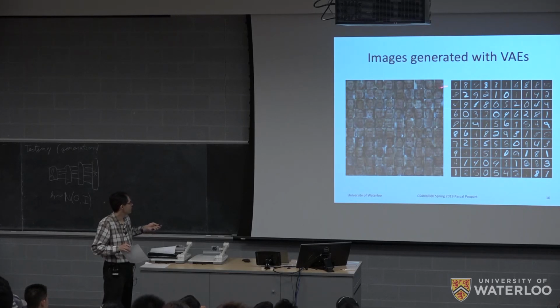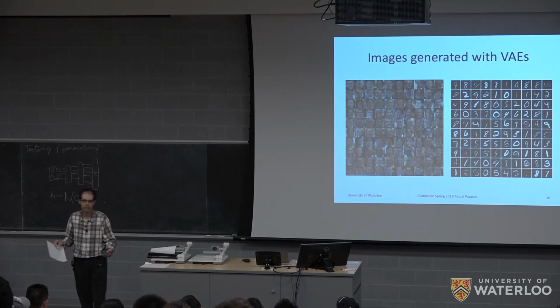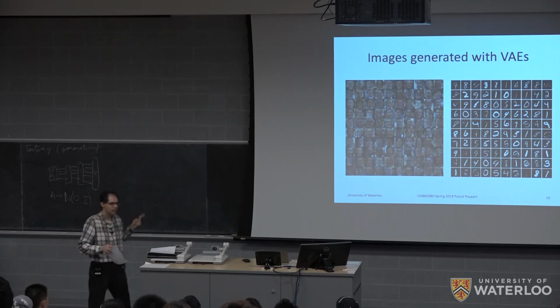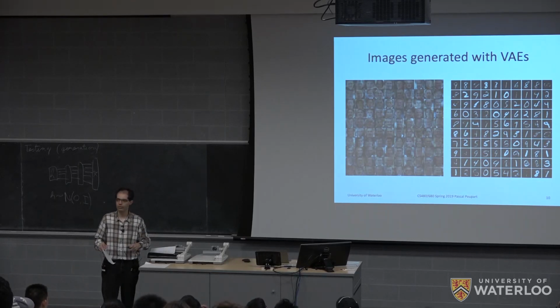We don't have to generate just pictures that are faces. I can do the same thing with digits. I can do this with any type of data. Okay. Any questions regarding variational autoencoders?